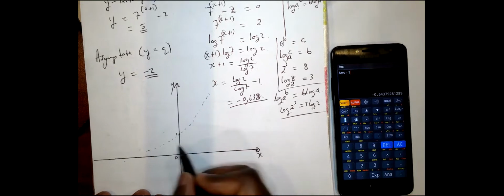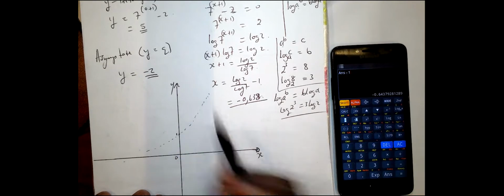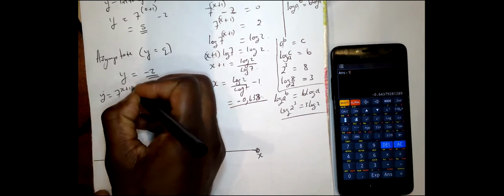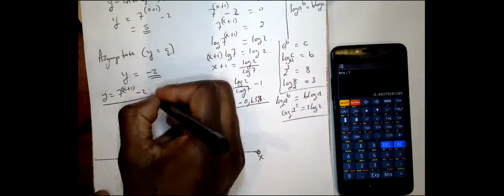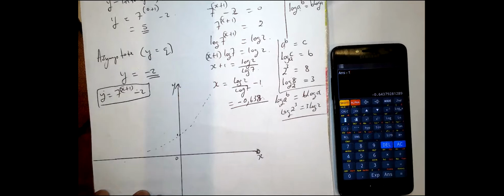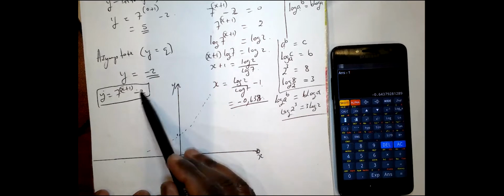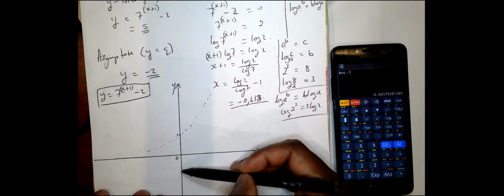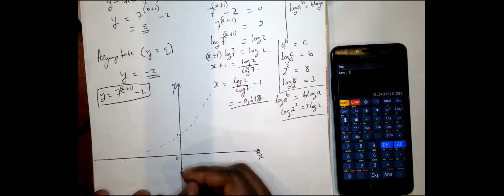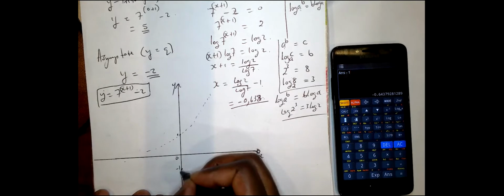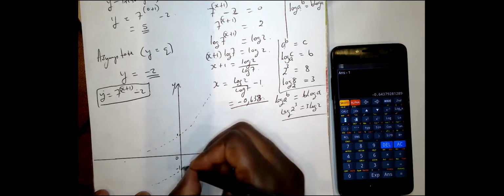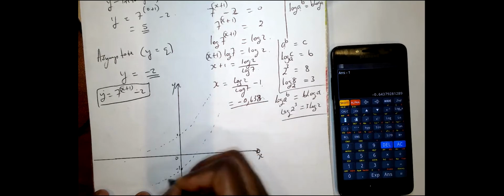Now, we are told that because the equation here is y equal to 7 to the power of x plus 1, minus 2. We need to move -2 units in the vertical axis. So we're going to move to -1. So that's our graph here. We have transformed our graph to this now.